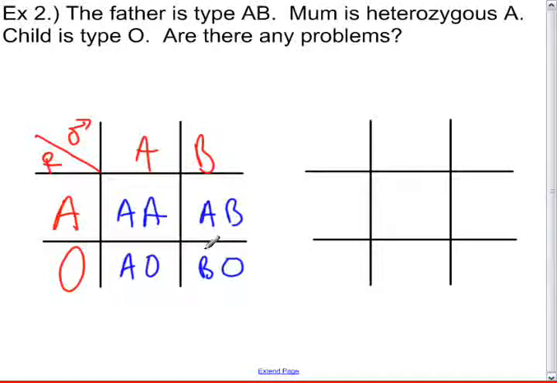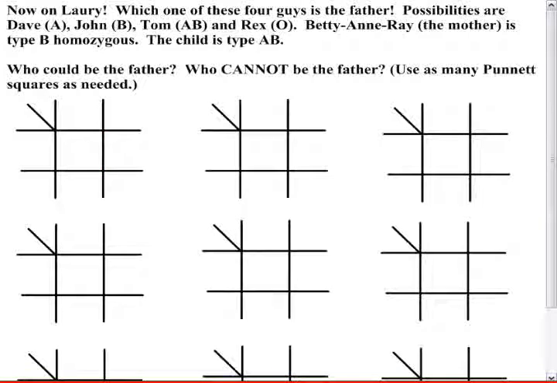None of these possibilities are type O for the child, so this is inconsistent with the data that were given for the blood types of the parents. Either the blood types of the parents are incorrect, or one or more of them is not the parent. So we can say yes, there is definitely a problem.